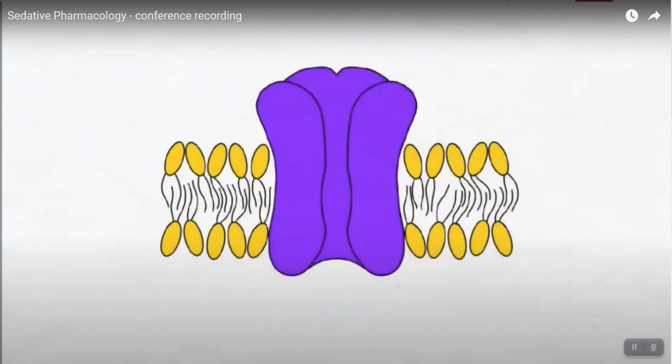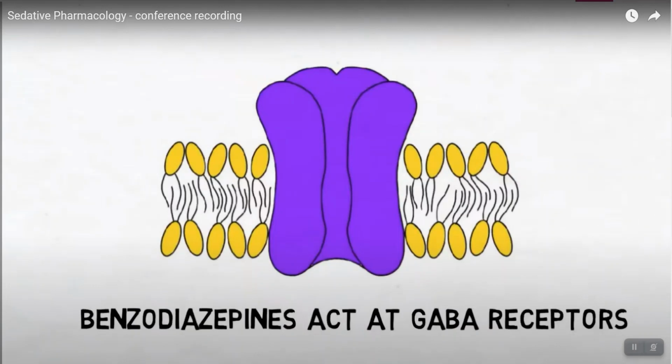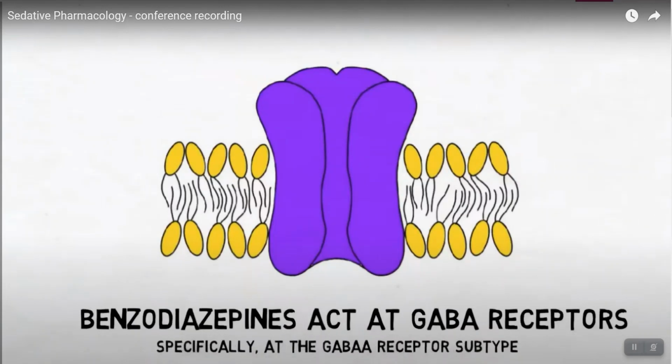The sedating and anxiety-reducing effects of benzodiazepines are believed to be attributable to the drug's actions at receptors for the neurotransmitter gamma-aminobutyric acid, or GABA. In particular, benzodiazepines act at a subtype of GABA receptors called the GABA-A receptor. GABA-A receptors that also bind benzodiazepines are sometimes called benzodiazepine receptors.